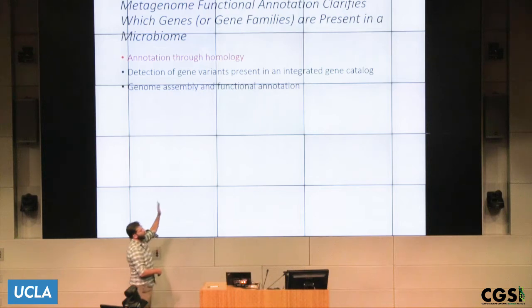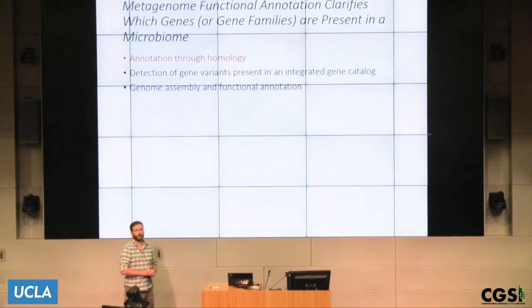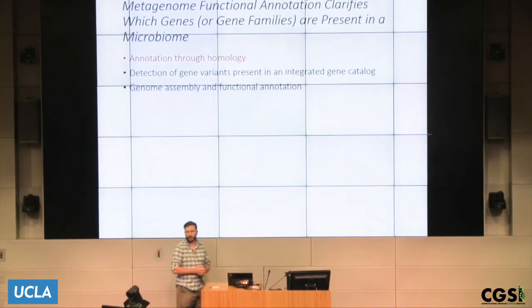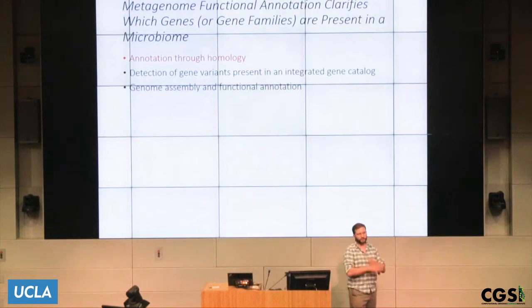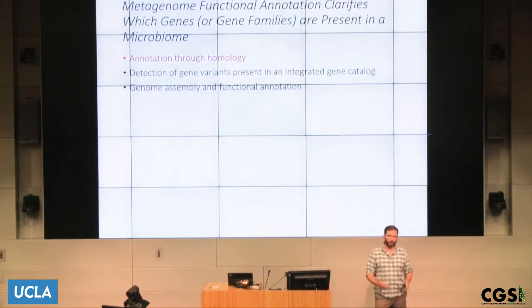But you should be aware that there are excellent tools that are emerging, such as the detection of gene variants present in various integrated gene catalogs. This works really well when you have a system whose metagenome is very well covered by publicly available data, like the human gut. Basically, we've described all the known genes that we've seen in every human who's had a metagenome sequenced, and you can determine which of those previously described genes are in your human sample.